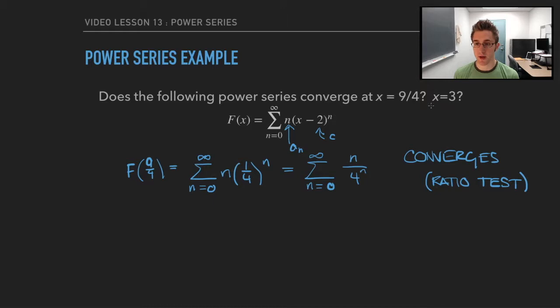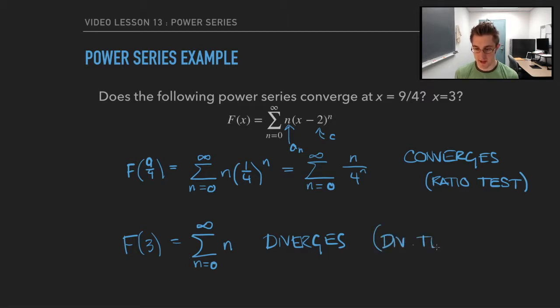Okay, and so when I plug in another value, so let's say I plug in x equals 3, I get f of 3, which is the sum of, well, when x is 3, I have (3 minus 2) to the n, so that's 1 to the n, so I just have the sum of n, because this entire thing becomes 1. And this series diverges. It's the sum of all of the numbers, so of course it diverges. If you really want to reason it, you can say it diverges by the divergence test.